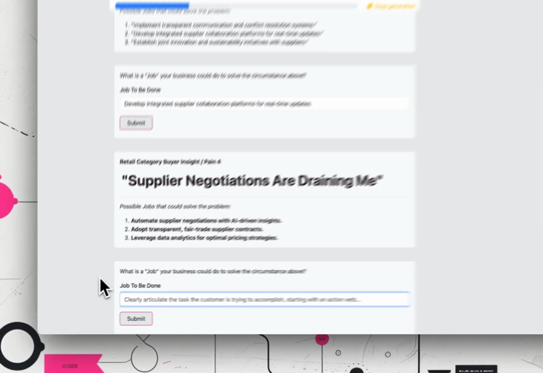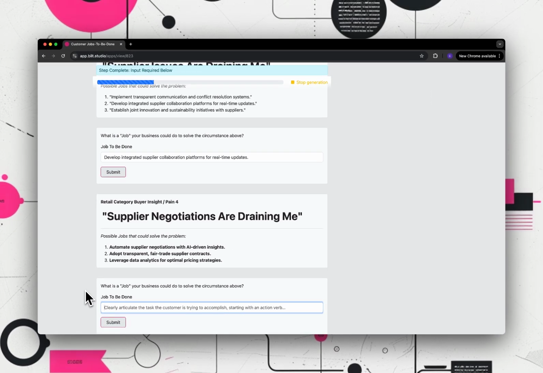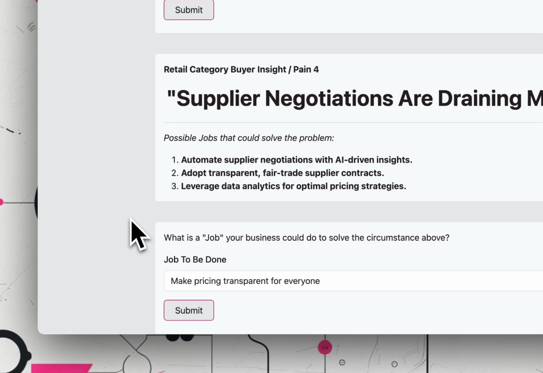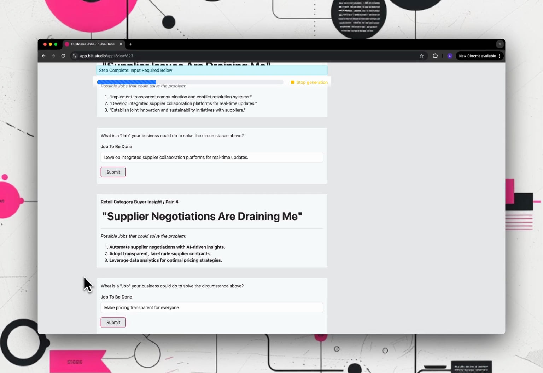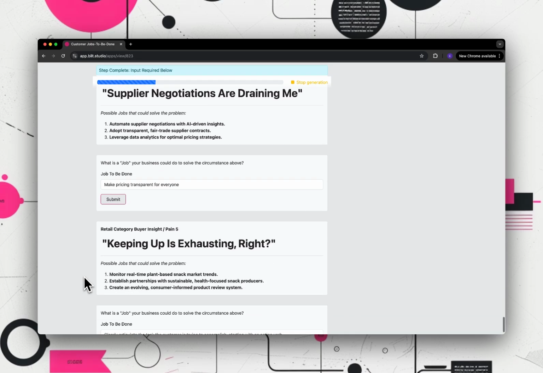And one thing that we're going to be doing with this business is transparent pricing with our suppliers. So let's just say an easy job would be to make pricing transparent for everyone. That'd be a way I could approach that. You don't always want to be super specific with a really specific feature. Some can be broad.